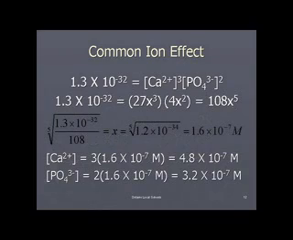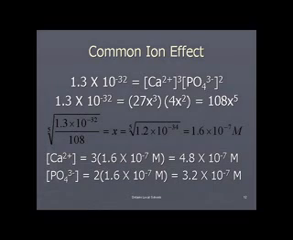So we take our 1.3 times 10 to the negative 32nd is equal to 108 times x to the 5th. So the 5th root of 1.3 times 10 to the negative 32nd divided by 108 will give us x, and 1.3 times 10 to the negative 32nd divided by 108 is 1.2 times 10 to the negative 34th. So the 5th root of 1.2 times 10 to the negative 34th is equal to 1.6 times 10 to the negative 7th moles per liter.